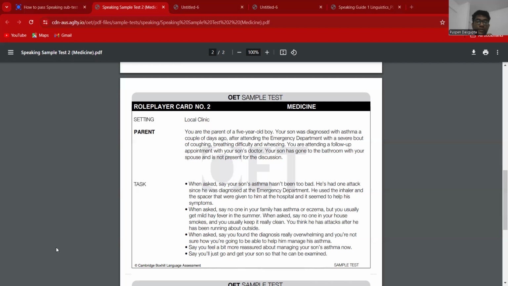I understand. Well, do you have any idea as to what might have triggered Tom's asthma attack recently? I really don't have any kind of clue. Cigarette smoking in the house? No, there is no one who smokes in our house, and we try to keep our house really clean. I understand. I think he has these attacks after he has been running about outside.